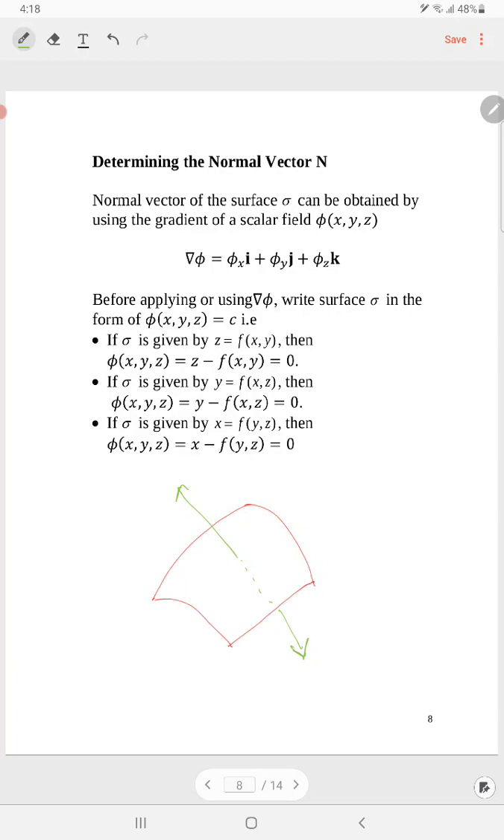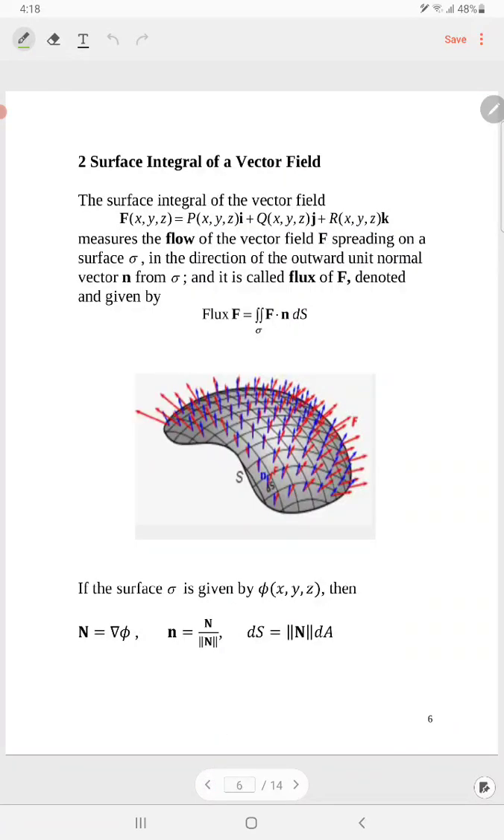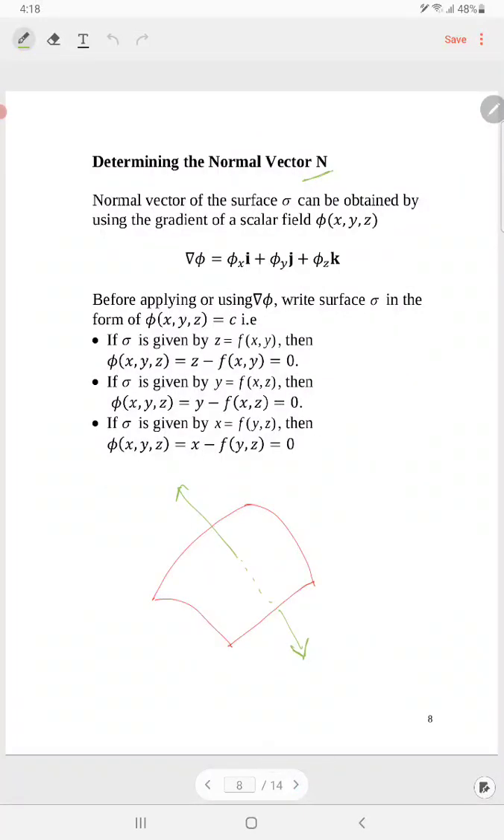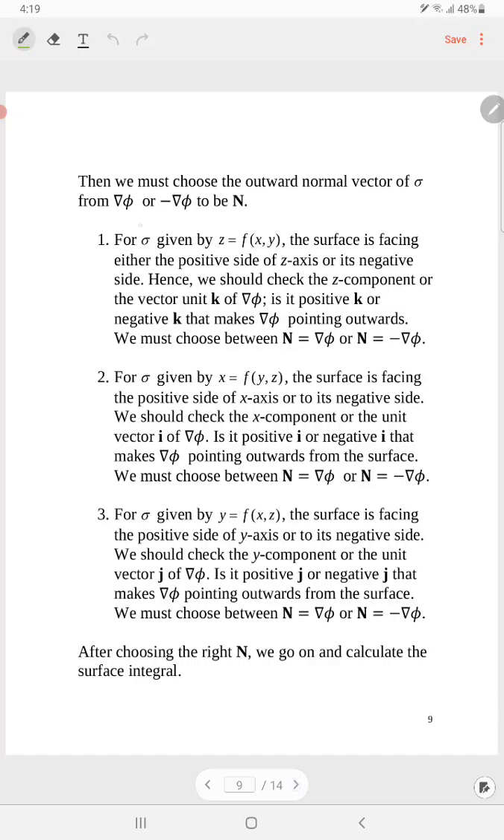It's just that you need to know which normal vector to choose, because what you want is the outward normal vector, because the flux depends on the outward normal vector. So we need to pick which normal vector to choose, either this one or this one, because they are in opposite directions. So we must choose the outward normal vector of phi from del phi or from negative del phi. Remember, they are in opposite directions. We must choose whether to pick del phi, the gradient of phi, or negative gradient of phi to be our normal vector.